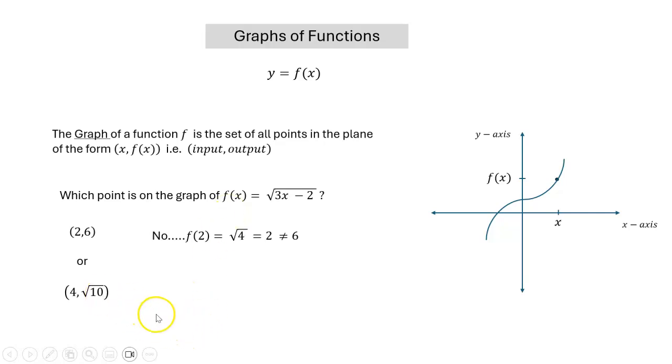And if you said yes for this one, you were correct. Yes, f of 4 is the square root of 10, right? When you plug 4 in here, 3 times 4 is 12, minus 2 is 10, square root of 10. All right, so that's the basics of functions.